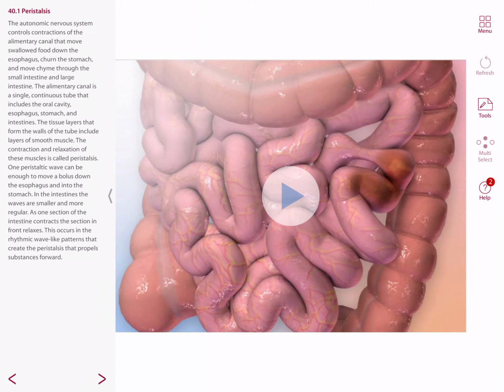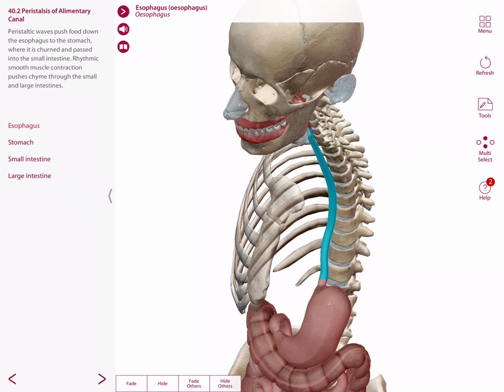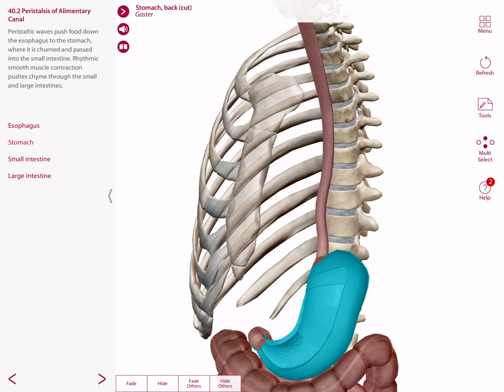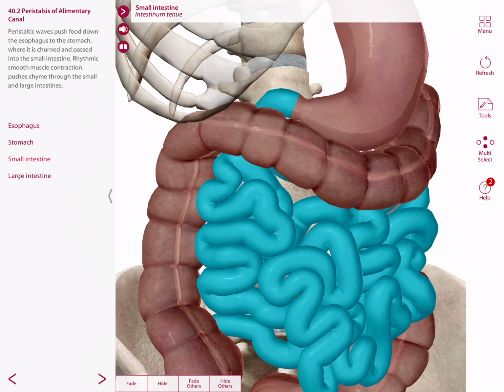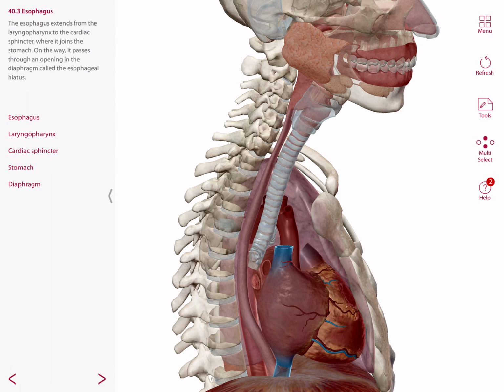Alright, so peristalsis, nice video on that. That is the contraction and relaxation of muscles moving a bolus of food or chyme through the alimentary canal. That begins in the esophagus, continues through the stomach, small intestine, and large intestine. So the stomach's going to churn and then pass that stuff into the small intestine, and we continue those smooth, rhythmic contractions of that smooth muscle all the way until we are through the alimentary canal.